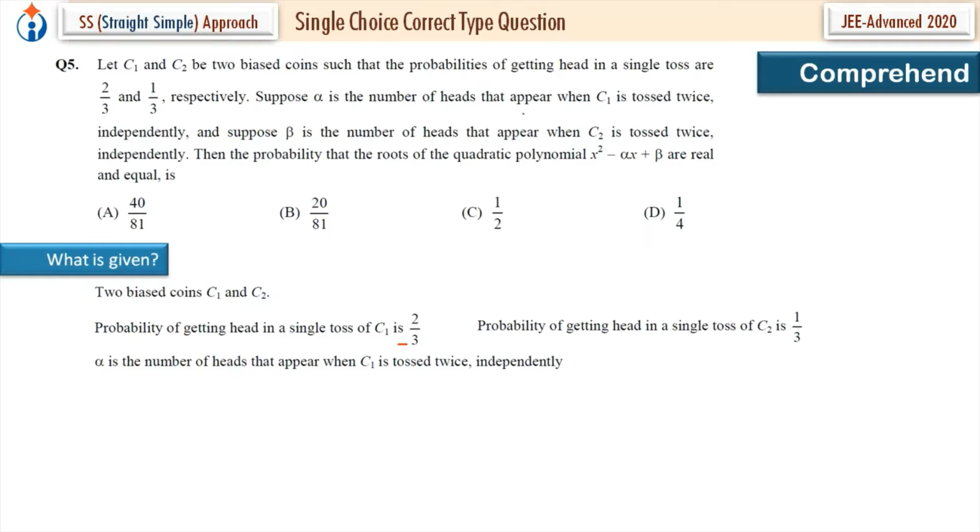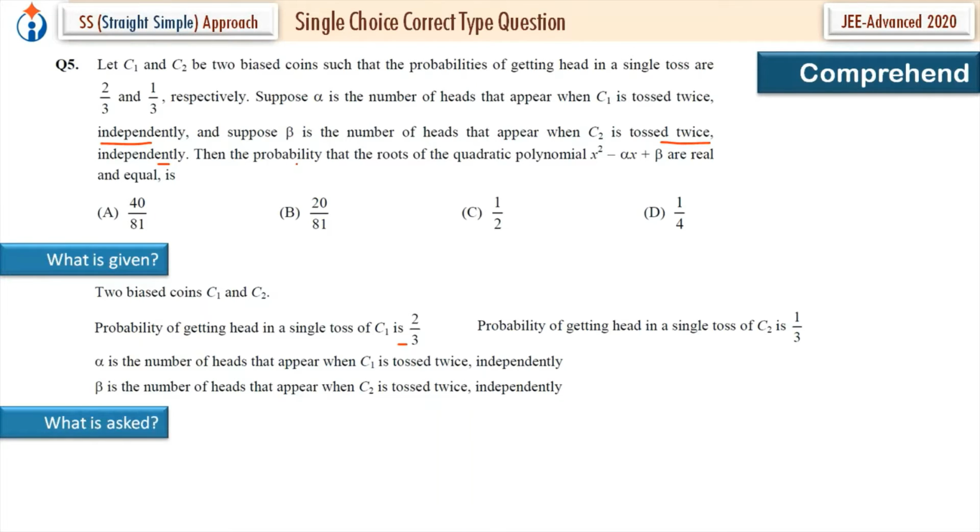Suppose alpha is the number of heads that appear when C1 is tossed twice independently. And suppose beta is the number of heads that appear when C2 is tossed twice independently. What is asked? The probability that the roots of the quadratic polynomial, which is in terms of alpha and beta, are real and equal.